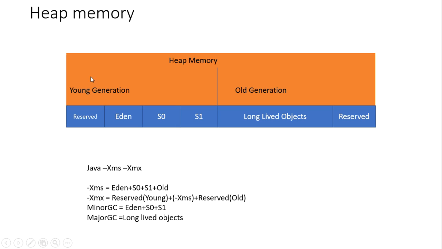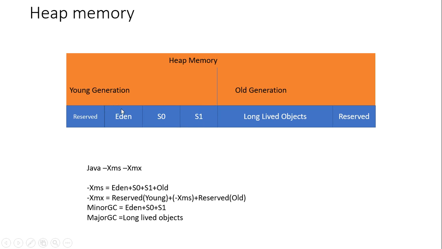Whatever newly created objects there are will be stored in the young generation space, and if those objects survive the garbage collection cycle, they are moved to the old generation. In the old generation, those are all long lived objects, which we also call the tenured space. Now the young generation is again divided into 3 spaces: one is Eden, one is S0 and another is S1. S0 and S1 are the 2 survivor spaces, the first survivor space and the second survivor space.